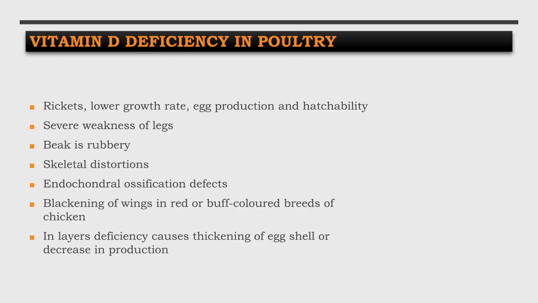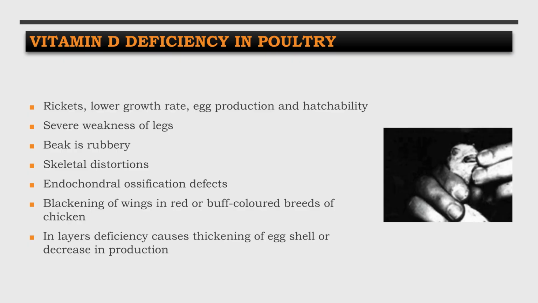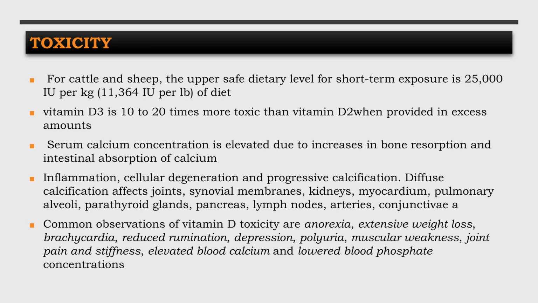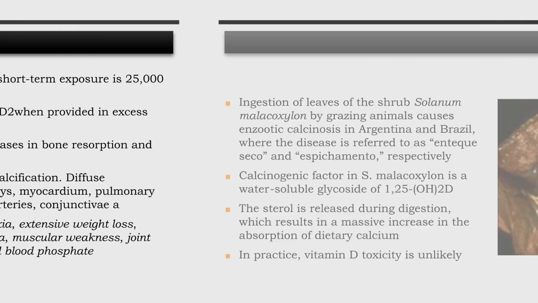Severe cases result in weak legs, rubbery beaks, skeletal distortions, and defects in endochondral ossification. Excessive intake of vitamin D can lead to toxicity, which is a serious concern for animal health. Vitamin D toxicity leads to elevated serum calcium, causing inflammation and calcification of soft tissues, such as kidneys and arteries. Symptoms include anorexia, weight loss, joint pain, and stiffness. Vitamin D3 is significantly more toxic than D2.